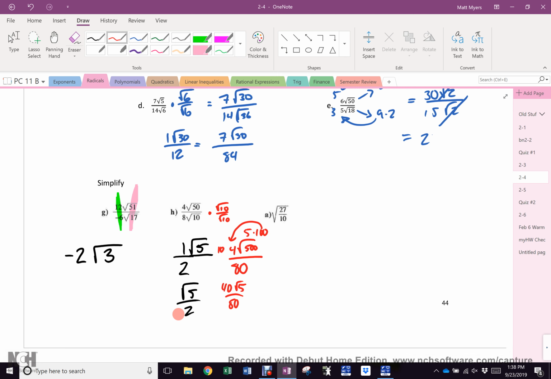Yeah? Okay. What are we doing with A? What is that really? Because right now it's ugly. What's it really? Root 27 over root 10, yes? What's ugly about root 27?